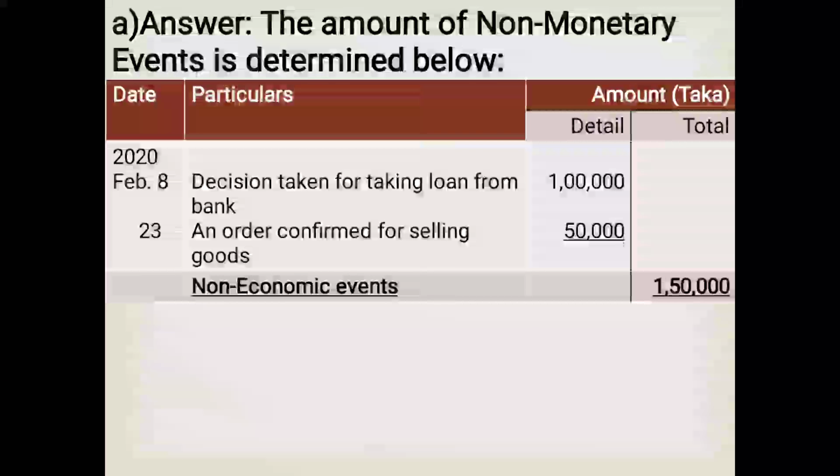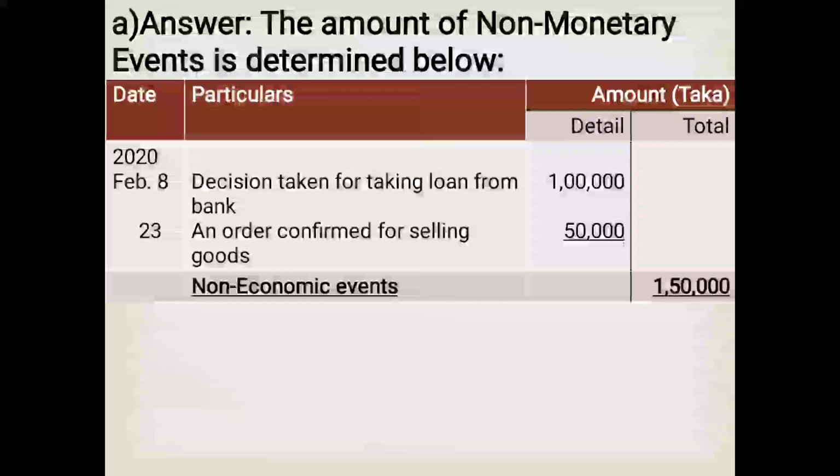February 8, decision taken for taking a loan from the bank. Only the decision was taken, but the loan was not taken. So it is not a transaction. That is a non-monetary event or non-economic event for taka 1 lakh in the detail column.